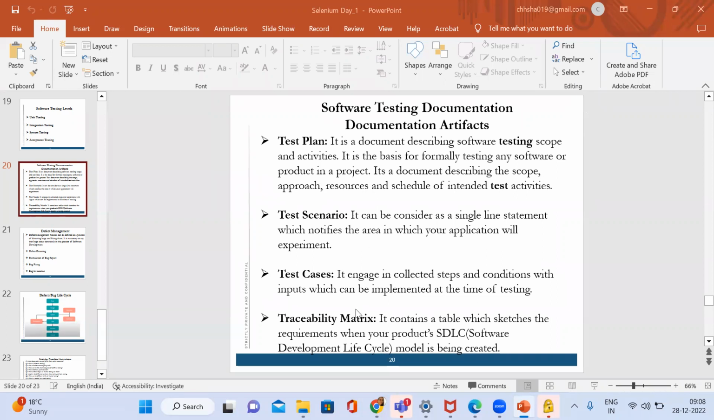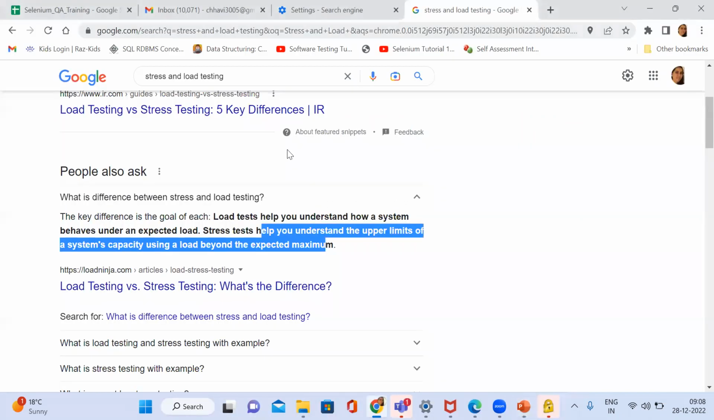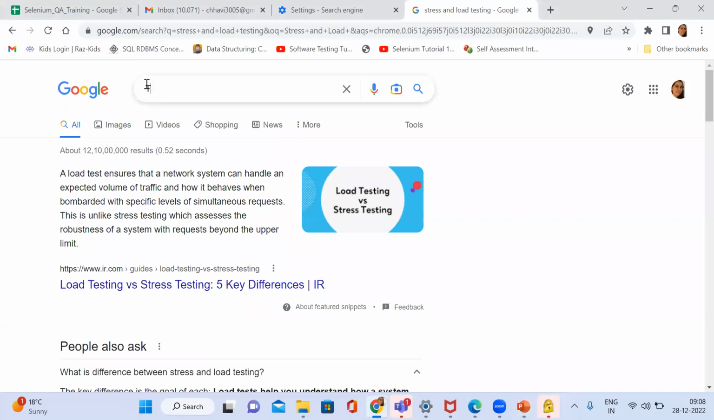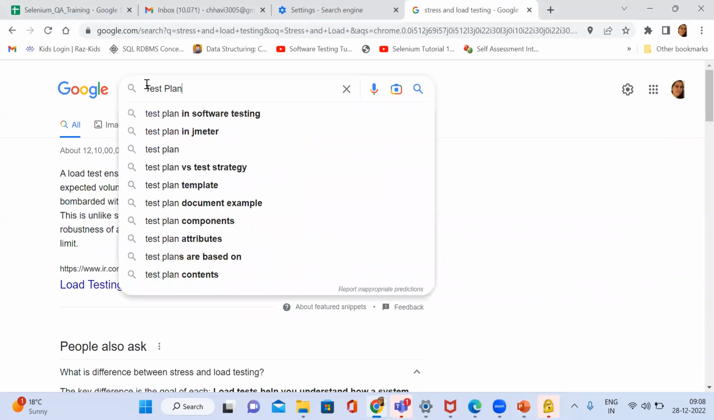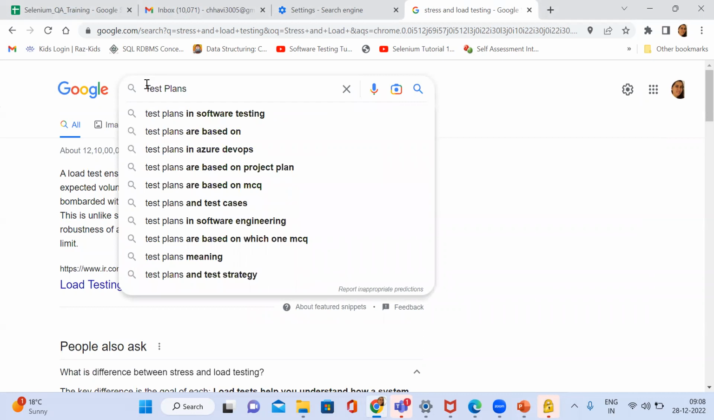Which topic do you want more clarification on? Just tell me the test plan. I got the test scenario. There is a one-liner, like there should be a password in 6 digits, and there should be some special characters or something. Right. And what are the test plans? What is the first test plan in software testing?